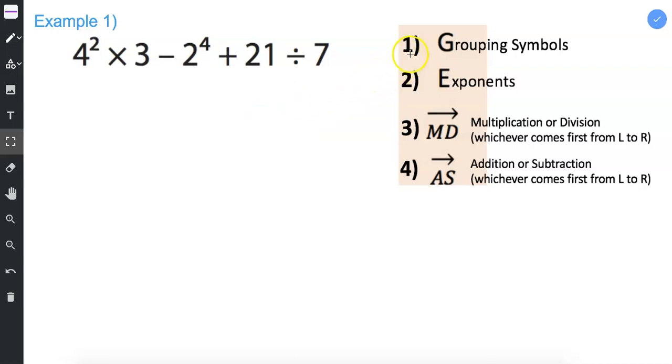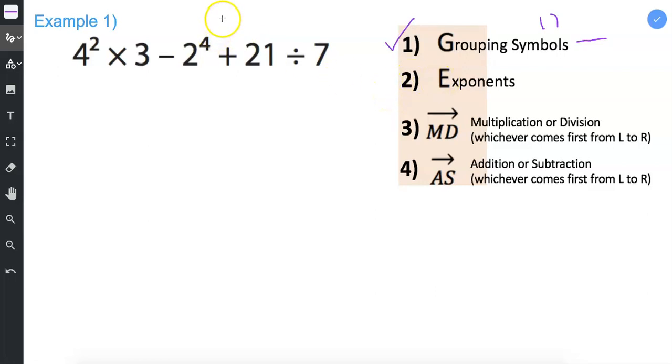All right, let's look at level 1, grouping symbols. I don't see any parentheses. Oh, that's not working. I'm on the selection tool, so let me go back to scribble so I can actually draw. All right, so number 1, grouping symbols. I don't see any parentheses, I don't see any brackets, and I don't see any fraction bars. So we're finished with grouping symbols.